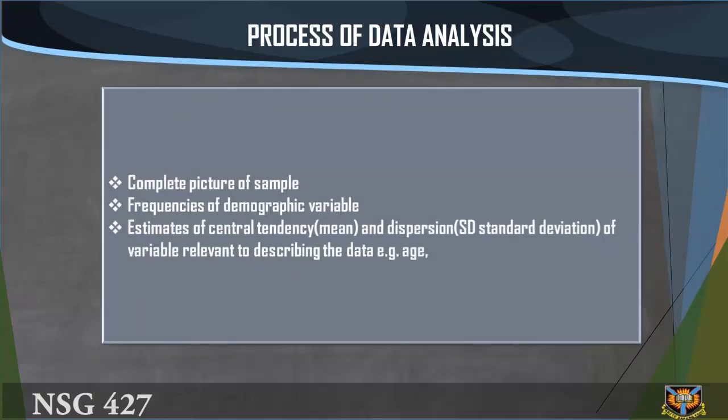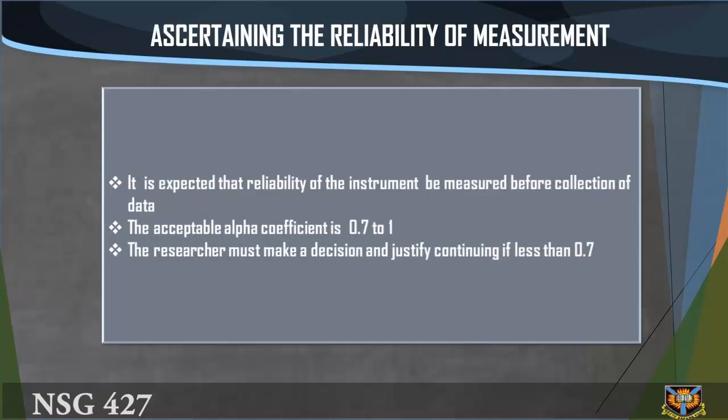Description of the sample. Complete picture of sample. 1. Frequencies of demographic variable. 2. Estimate of central tendencies, that is mean, and dispersion, that is SD, standard deviation, of variable relevant to describe the data, e.g. age. Ascertaining the reliability of measurement. 1. It is expected that reliability of the instrument be measured before collection of data. 2. The acceptable alpha coefficient is 0.7 to 1. 3. The researcher must make a decision and justify continuing if less than 0.7.